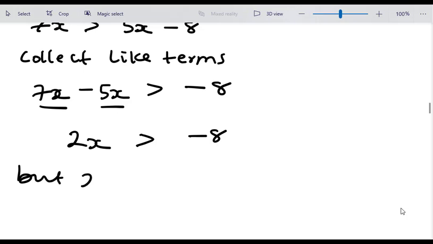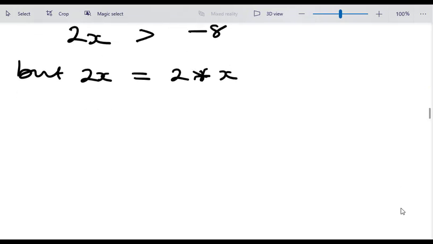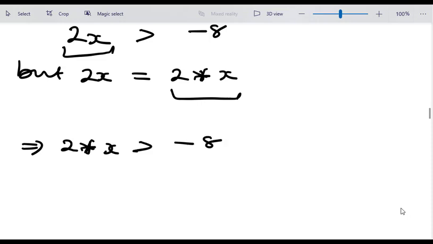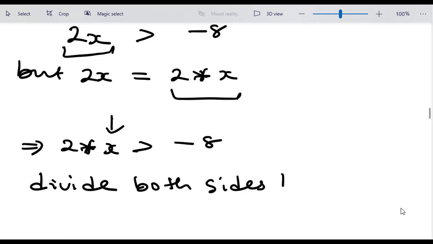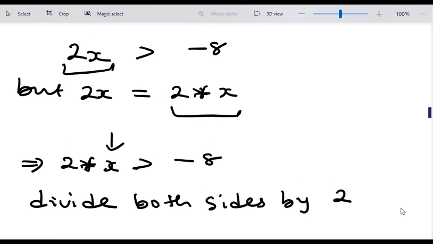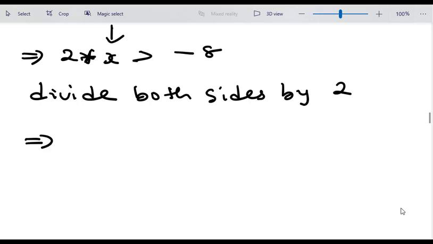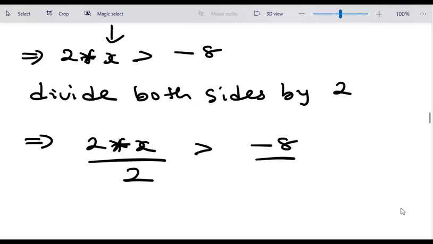Then do not forget that 2x is the same as saying 2 multiplied by x. In place of this 2x, use this to change it. So we have 2 multiplied by x greater than minus 8. We are asked to find x, not to find 2 times x. So we write divide both sides. We must divide both sides by 2. If we do that, it implies that 2 multiplied by x divided by 2 is greater than minus 8 divided by 2.